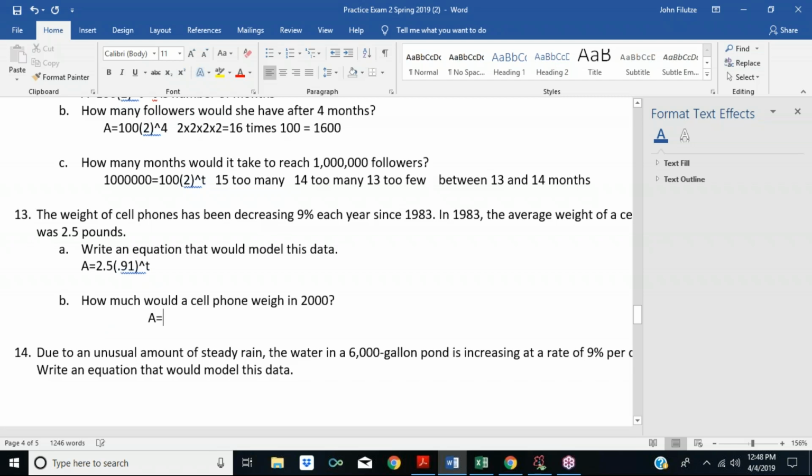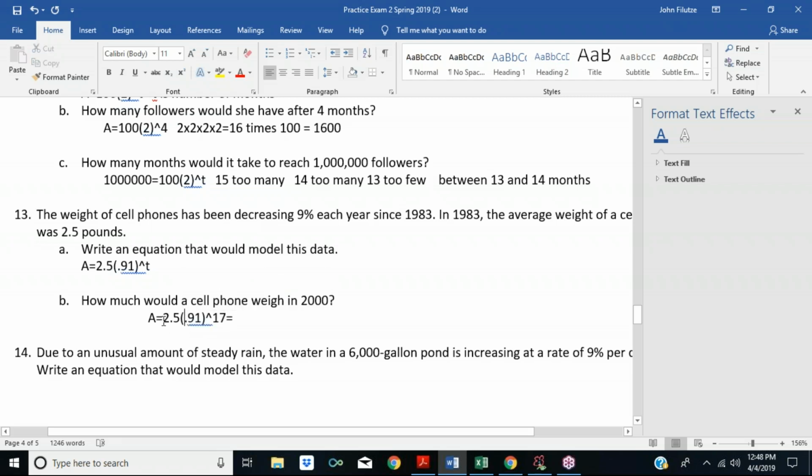So A equals 2.5 times 0.91. And then the beginning year was 1983. So the year 2000 is going to be, what, 17? So to the 17th power. And I got less than 2 pounds. So remember, you have to do this part first.